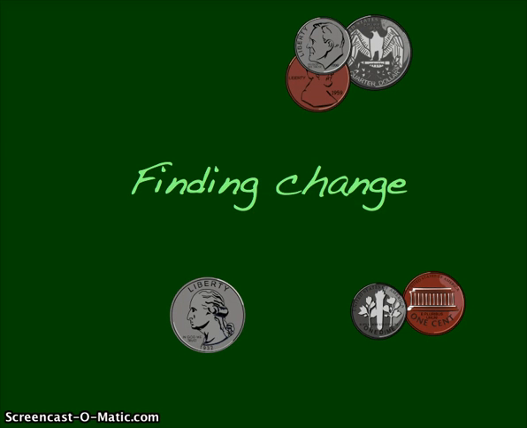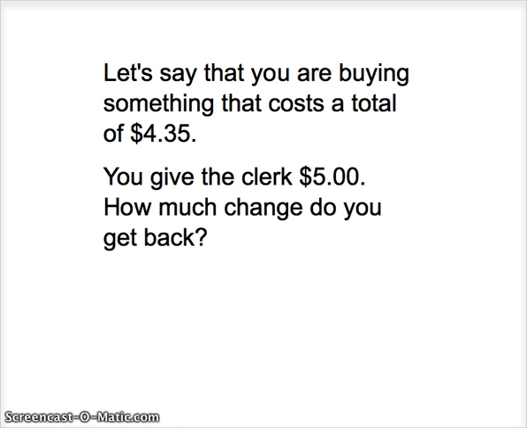This lesson shows you 3 different ways to find change. For the first example, let's say that you are buying something that costs a total of $4.35. You give the clerk $5. How much change do you get back? And obviously, if you are giving the clerk $5 and your item only costs $4.35, you should get some money back.